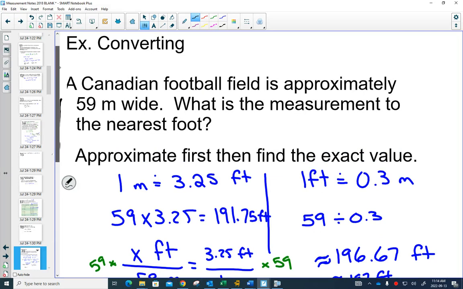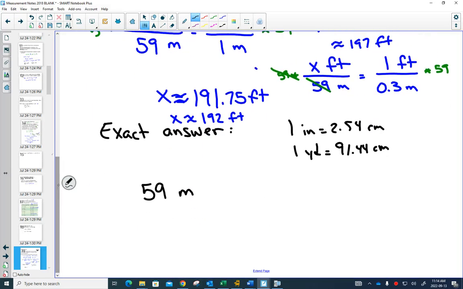But the question said approximate first, then the exact value, so I did remember that part. Now I want to find the exact answer. Does it make sense that 59 meters is 5,900 centimeters? How do we do that? Well, we know that there are 100 centimeters in 1 meter. So if I had 59 meters, I'd have to multiply by 100, get more of them, and I have 5,900 centimeters.